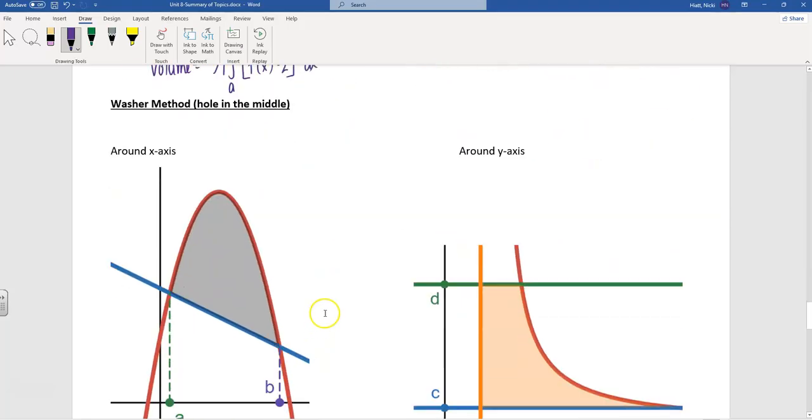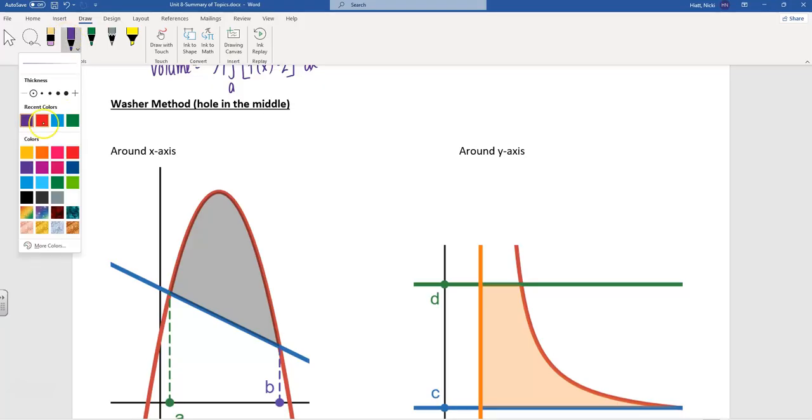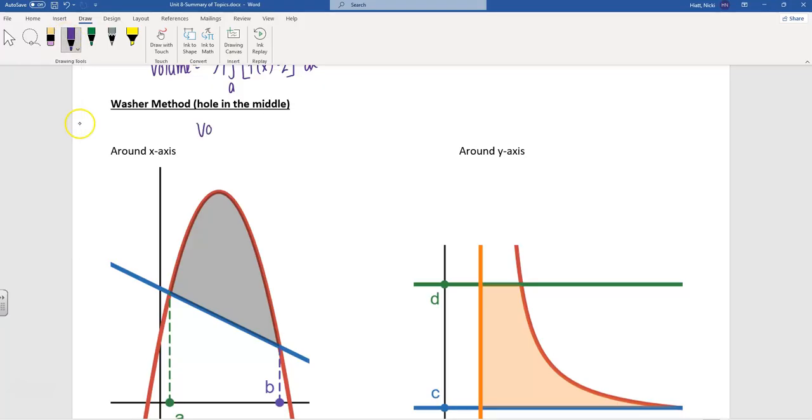All right. The washer method is for when you have a hole in the middle. This just means you have to do volume of the outside. Let's write that down. Is there a verbiage or word that shows this, or do you just look at it? You have to see these from the graph. Yeah.